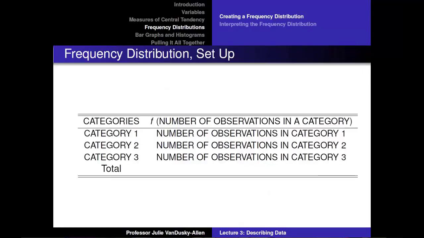Here is the frequency distribution. In the first column, you write categories as the column title. Then you write the categories underneath it and add the word total to the bottom. The categories should be written in some sort of logical order if possible. In the second column, you write F as the column title. Then you write the number of observations in each category and add the total number of observations at the bottom.